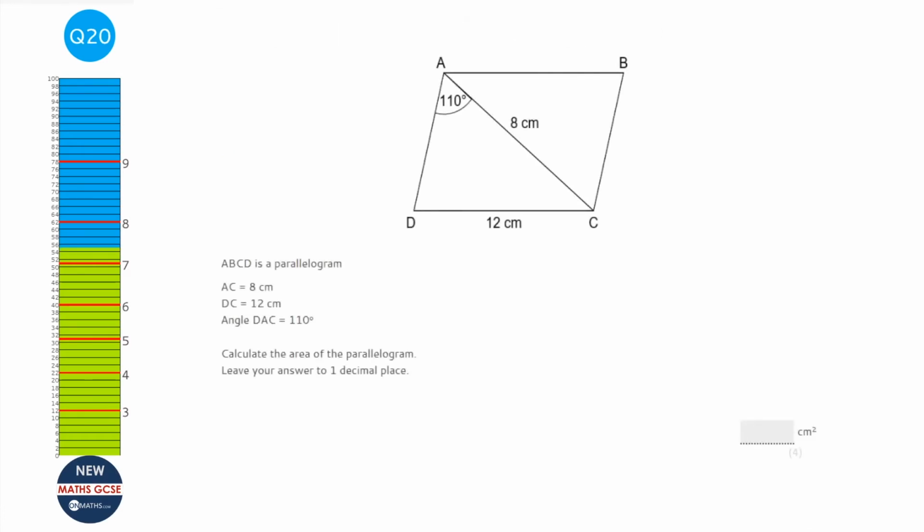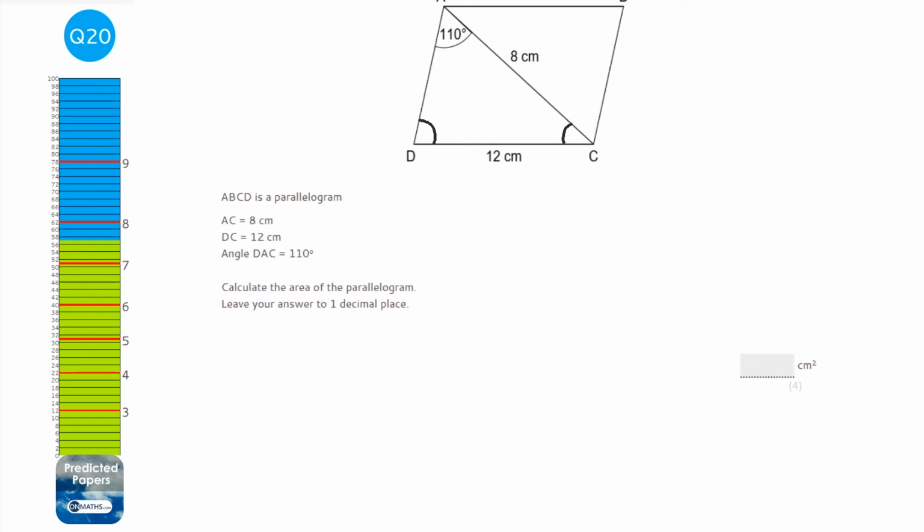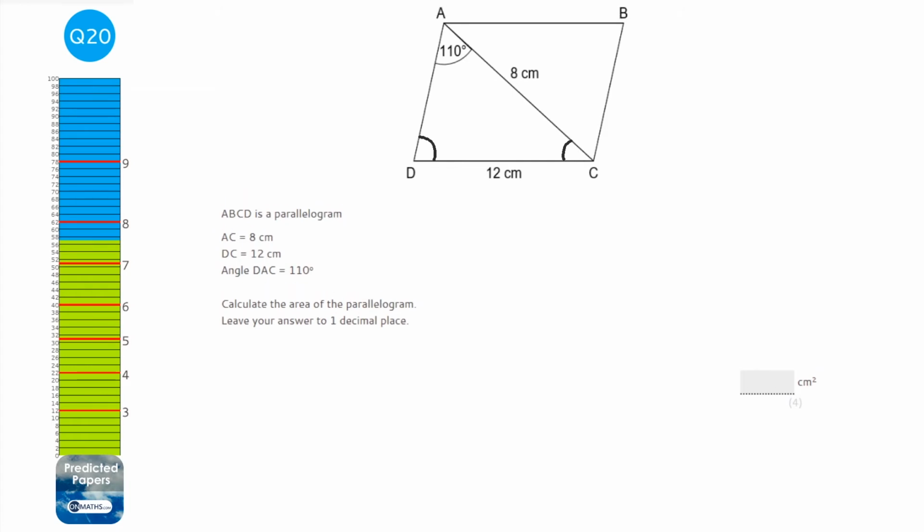There are quite a few different approaches for this question. One thing we can do is try and find length AD by using the cosine rule. And the other approach which I'm going to use is I'm going to work out this angle here using the sine rule, and then work out this angle here taking away from 180 degrees. Then when I've done that, then I can use the trigonometric area formula. So I'm going to work out the angle I marked first, so that is angle ADC. That's what I want to work out first.